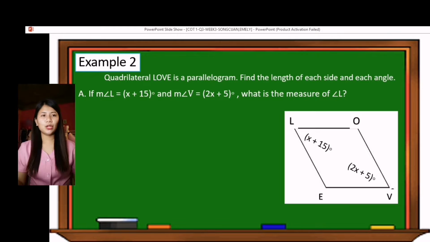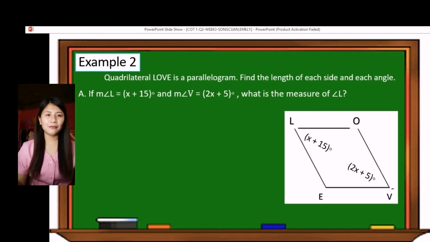Example number 2. Quadrilateral LOVE is a parallelogram. Find the length of each side and each angle. We have the condition here: the measure of angle L is equal to x plus 15 degrees and the measure of angle V is equal to 2x plus 5 degrees. What is the measure of angle L?